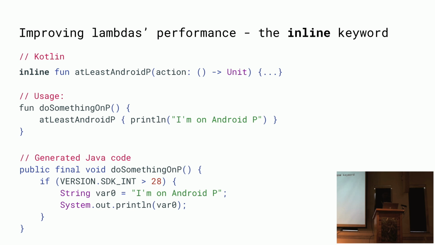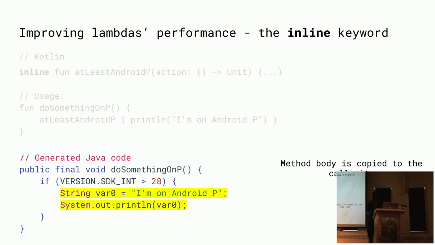If we look at the generated code, we see that the body of the code of our lambda is actually copied into the execution site. So in this case, there is no Function interface. And this is really good. We get rid of the overhead of creating an anonymous function when using the lambdas, which is really good.